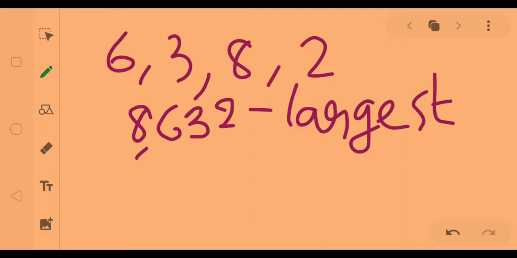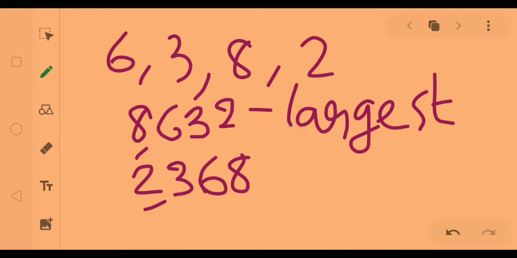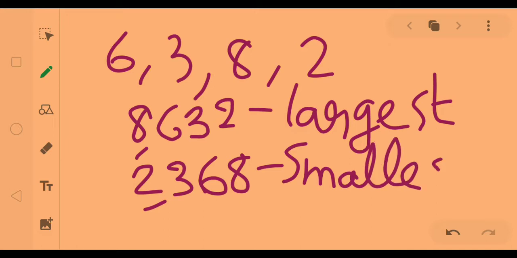using the digits 6382. If we are to form the smallest 4 digit number, we just need to arrange these digits in ascending order, just the reverse of this: 2, 3, 6, 8. So what is the number so formed? The number is 2368, which is the smallest 4 digit number using these 4 digits 6382.